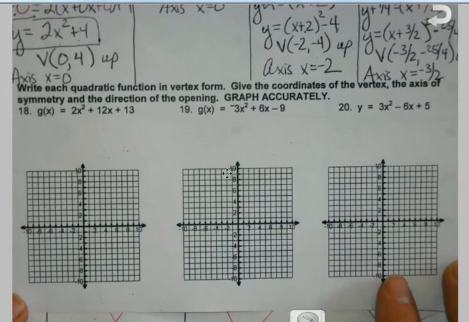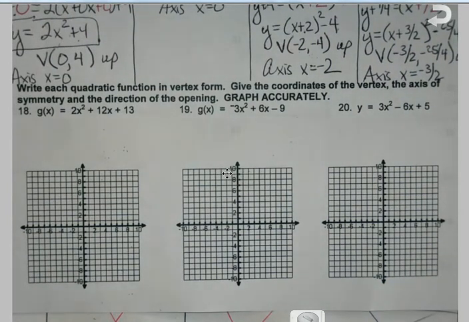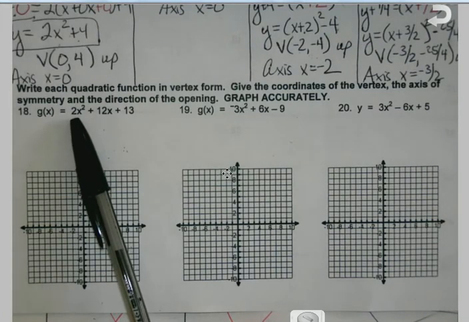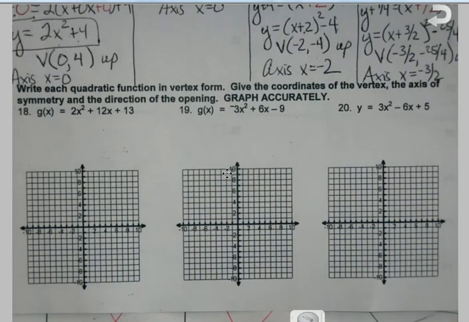Write each quadratic function in vertex form. Give the coordinates of the vertex, the axis of symmetry, and the direction of the opening, just like we have been. And then graph it. Okay. Now I'm going to look through this, and here's where life starts to change. You notice the main difference between what we're doing here and what we did in the section above is now you have a coefficient in front. This is going to change things a little bit. So just stay with me on this.